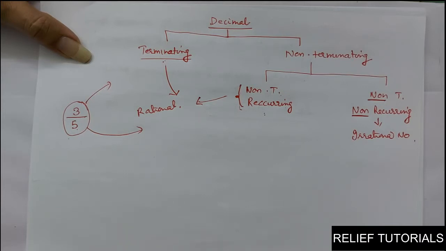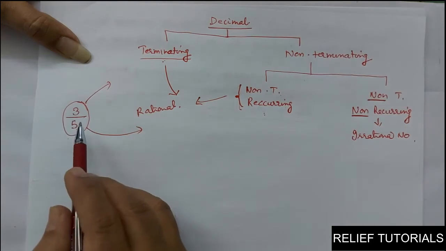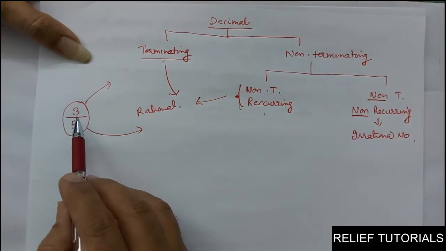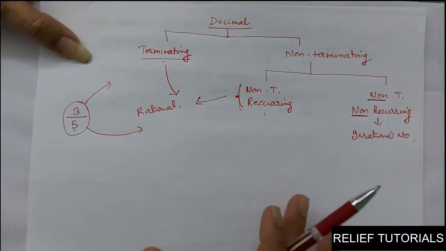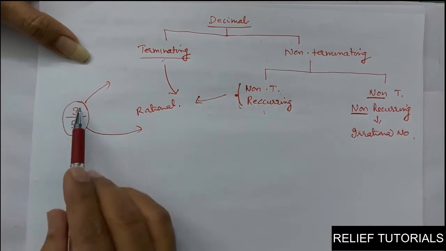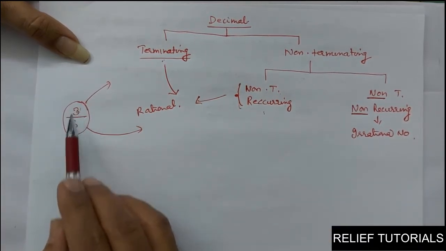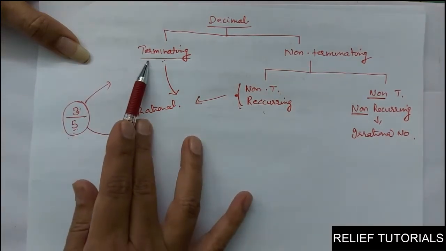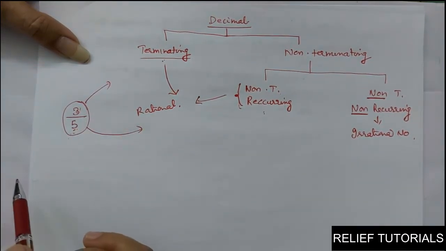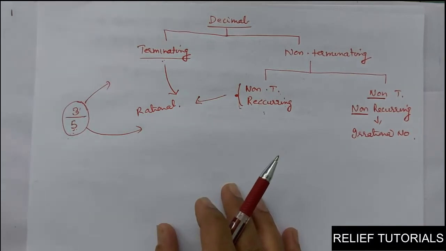We have two theorems based on this. At present, at this stage of your knowledge, you are not able to say whether the expression p by q is terminating or non-terminating. But after discussing this theorem, just by looking at the p by q form, you will be able to answer. Clear? So now we will learn a few theorems.